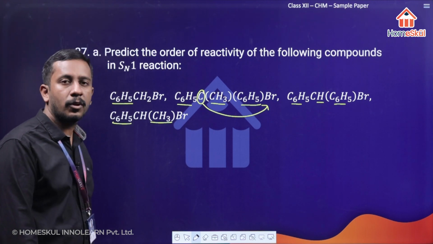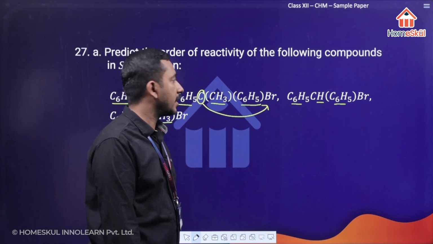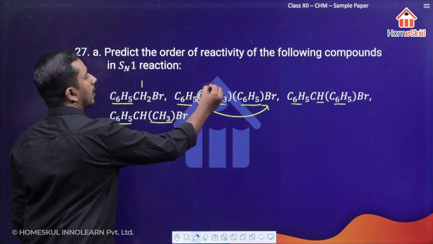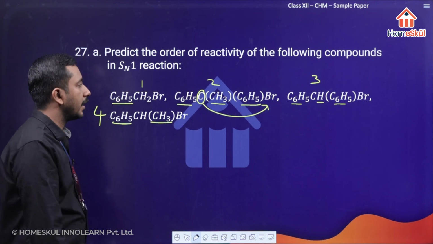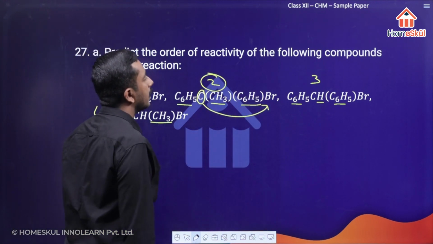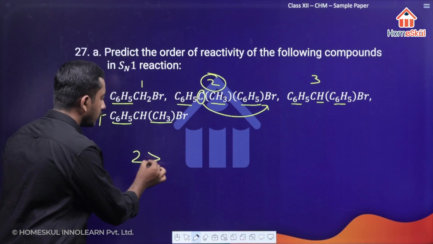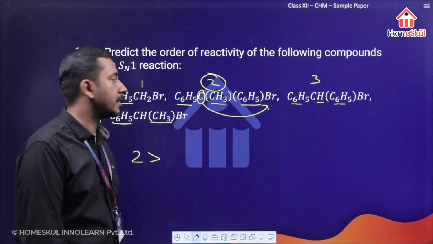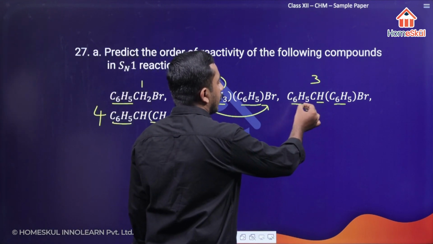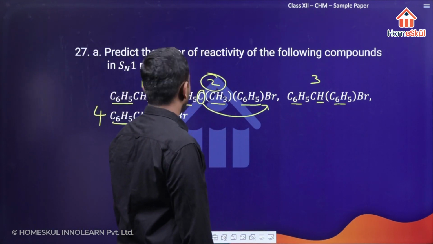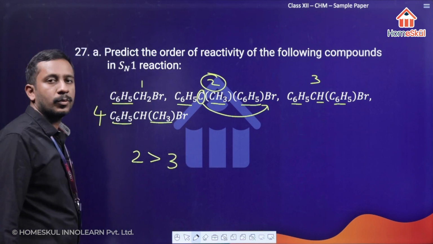You can follow either the ascending or descending order. Here I am following the descending order. We could number the compounds as 1, 2, 3 and 4. The most substituted one among them is the second compound, so that will be more inclined towards the SN1 mechanism. So I'm going to write here the second compound, which will be the most reactive or most favorable towards SN1 reaction. Then if you take a look at the third compound, there are 2 phenyl groups present as the substituents. So that should be the next compound, the third compound.